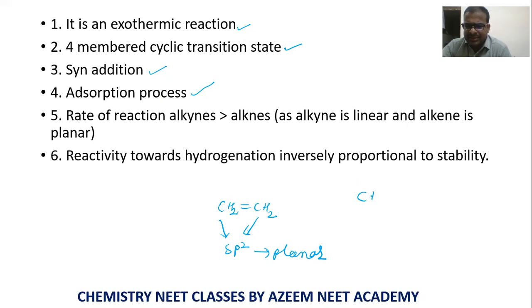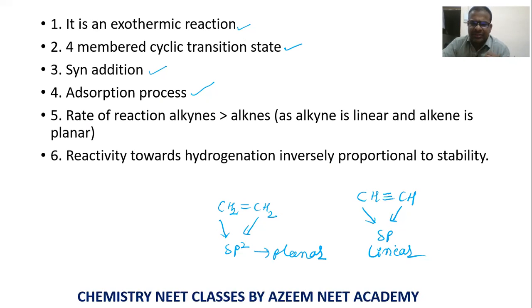But if I take CH triple bond CH, which is an alkyne, both carbons have which kind of hybridization? Both have sp hybridization, meaning linear shape. Because of the linear shape, the hydrogen can easily approach both carbon atoms from the same side. Because of that reason, reaction will occur easily. That is why we say the rate of reaction of alkynes is greater than alkenes.